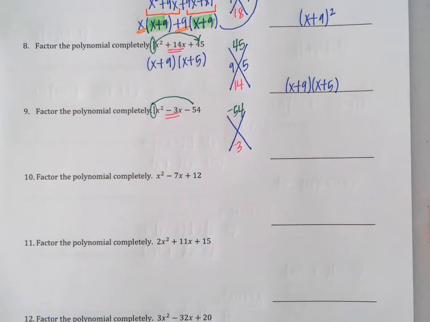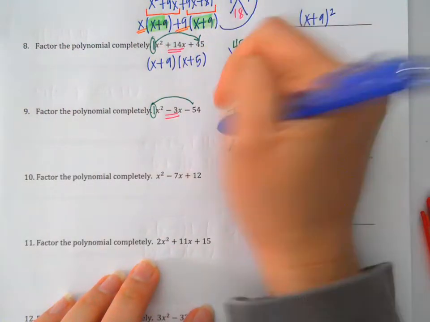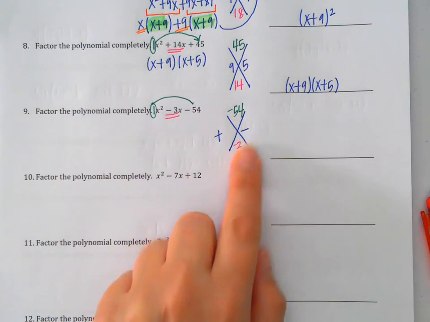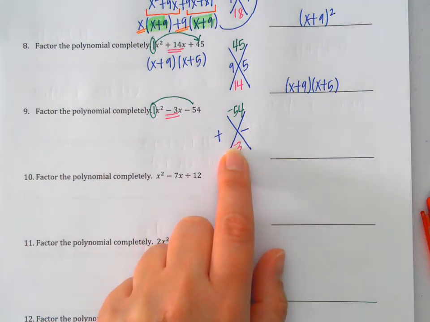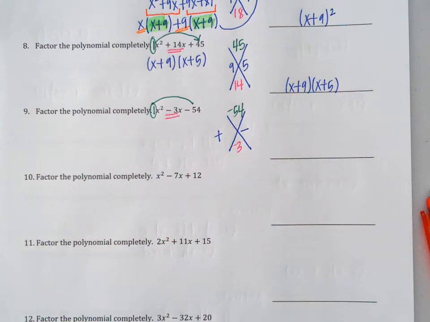Now, I know that my two types of numbers, one's going to be positive and one's going to be negative. Because the two types of numbers that multiply together to get me a negative have to be a positive and a negative number. And then I know the negative number is going to be bigger because the number that adds together is negative. So the negative number has to be bigger.